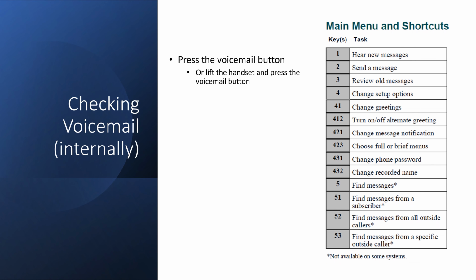Checking a voicemail internally. Now that your voicemail box is set up, I'll teach you how to check your voicemail. To start, press the voicemail button to listen on speaker, or pick up the handset and press the voicemail button. Now, just listen to and follow the prompts to check your voicemail. I have also provided a picture of all of the codes you can dial while in the voicemail system to do various things like change your voicemail PIN, change your recorded name, and manage any alternate greetings that you may have created.